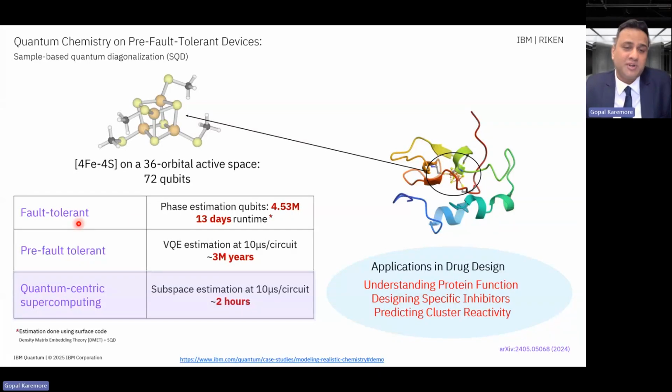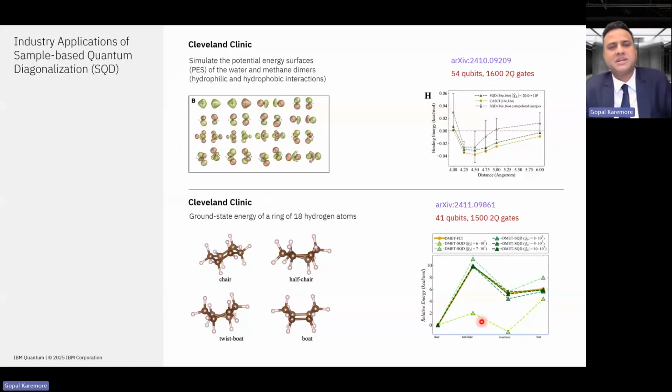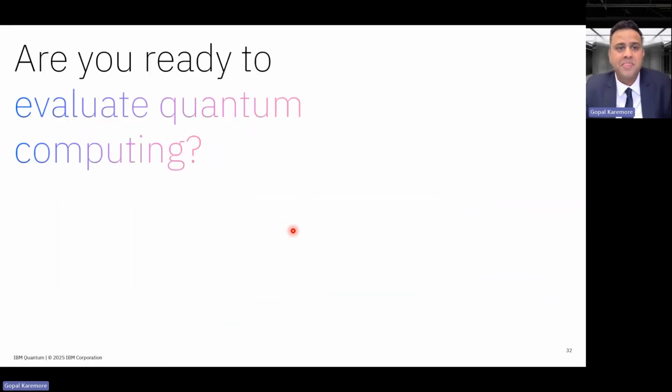Even if you use fault tolerance, you might need about 4.53 million qubits, which is not possible, and it would still take 13 days. It has huge applications: understanding protein function and predicting cluster reactivity. We have extended this work to simulating the potential energy surface of the water molecule and methane dimers, and to ground state energy calculation for 18 hydrogen atoms.